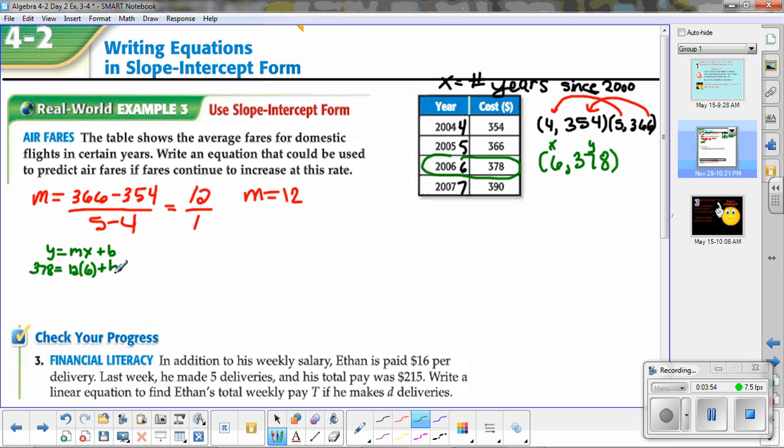And then plus b. So when we simplify this, we get 378 equals 12 times 6, which is 72, plus b. Now to solve this for b, we're going to subtract 72 from both sides. So we're going to end up with 306 equals b. So now we know what m is, and we know what b is. So now we can write our equation. y equals m, which is 12, x plus b, which is 306.